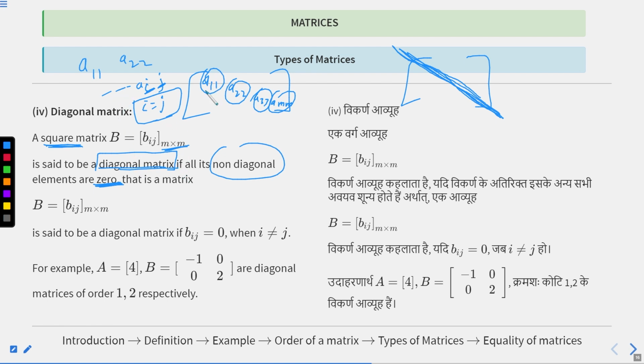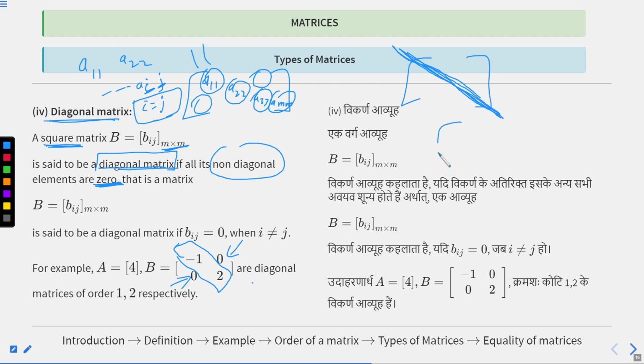And apart from these diagonal elements, we are saying about the elements removing these, they will always be 0. So for example, these are my diagonal elements, and your non-diagonal elements like this and like this are 0. This means by definition it will be a diagonal matrix. I hope that it is clear.